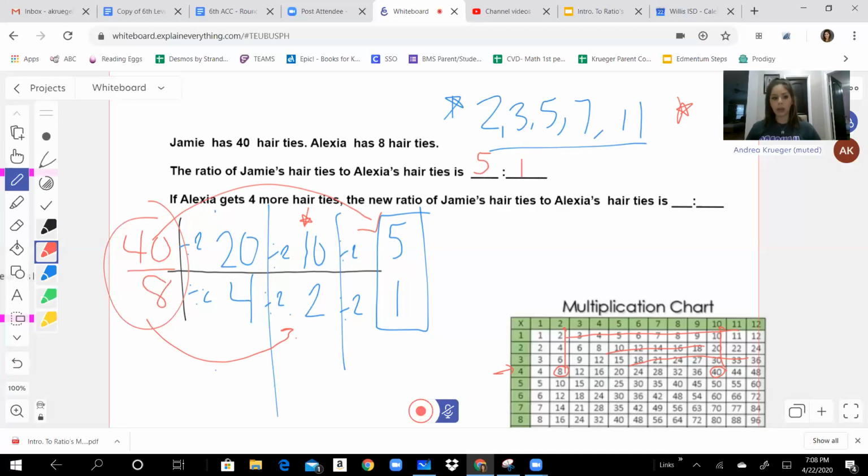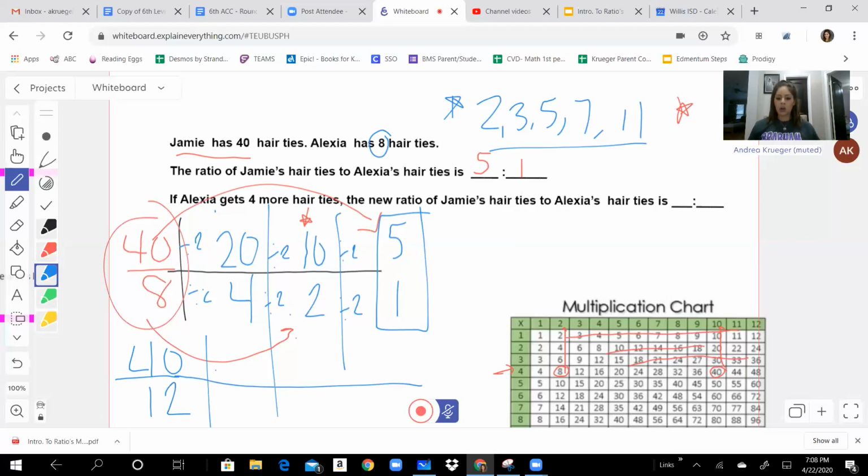Now there's the second part. If Alexia gets 4 more hair ties, the new ratio of Jamie's hair ties to Alexia's hair ties is... So now we need to change, Alexia gets 4 more. So Jamie has 40, that's staying the same. But Alexia is getting 4 more. So she doesn't have 8 anymore, she has 12.